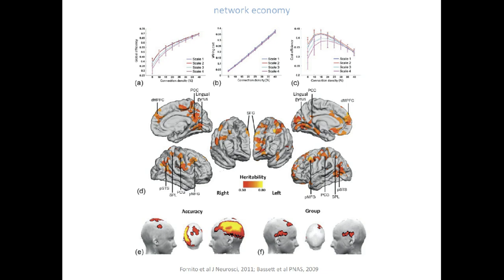People have actually tried to model this, trying to grow networks based on optimizing this trade-off between cost and efficiency and seeing, well, do the networks look like the brain? These networks are able to reproduce a lot of features, but there are other models that do a little bit better. So cost efficiency isn't the full story, but it does seem to be an interesting genetically mediated trait.